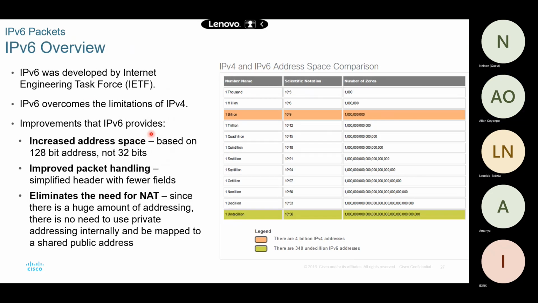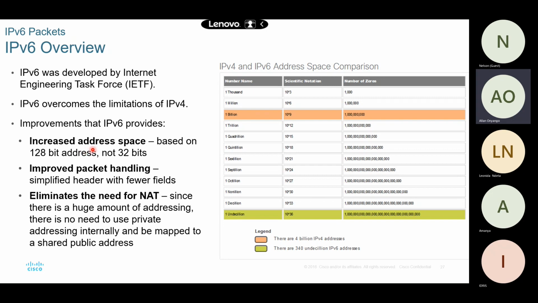Now, IPv6 was developed by the IETF, the Internet Engineering Task Force, and IPv6 has overcome most of those limitations that we have with IPv4. Some of the improvements in IPv6 include, number one, an increased address space. IPv6 has 128 bits, while IPv4 only had 32 bits. I told you that IPv4 had 4.3 billion addresses, while IPv6 has over 340 undecillion.